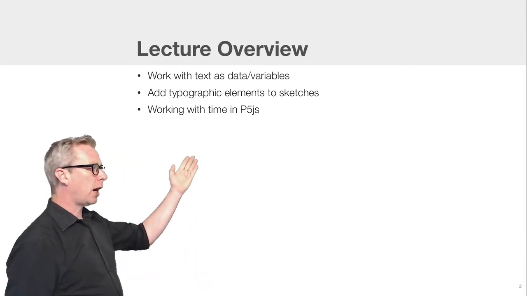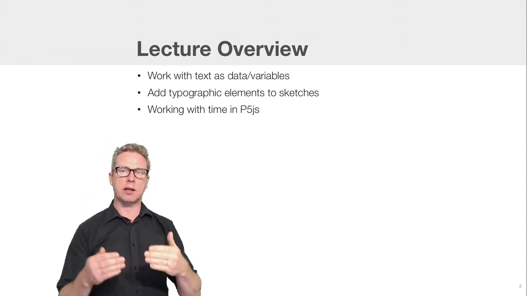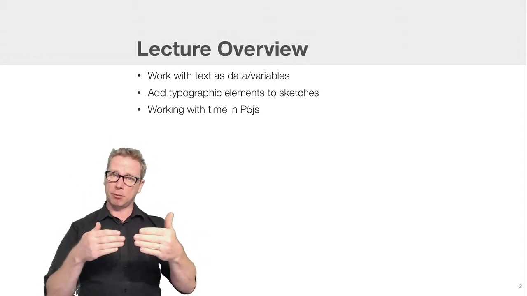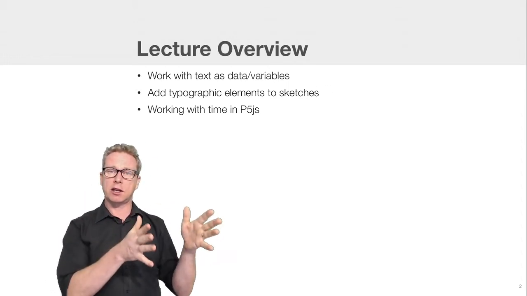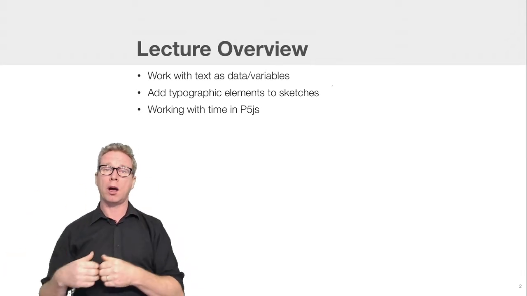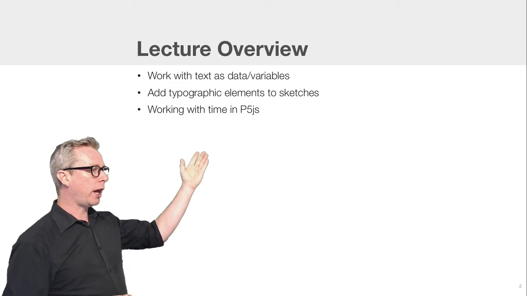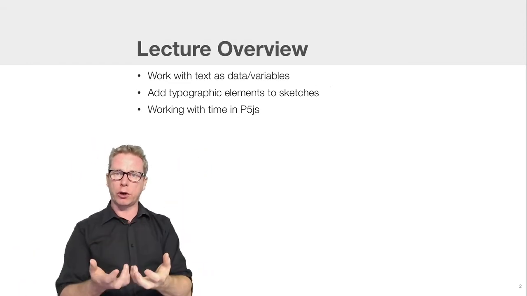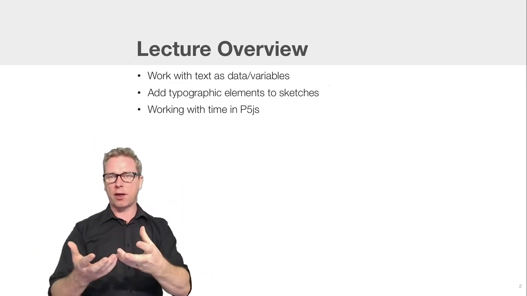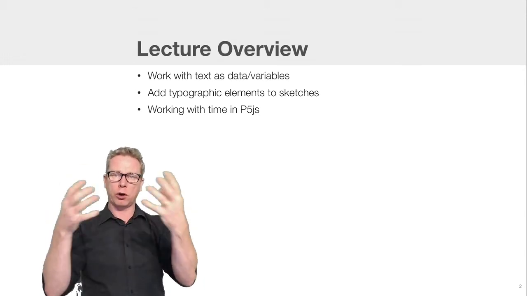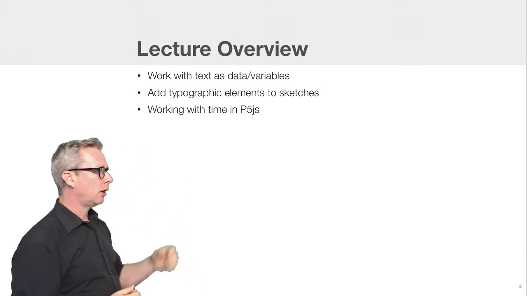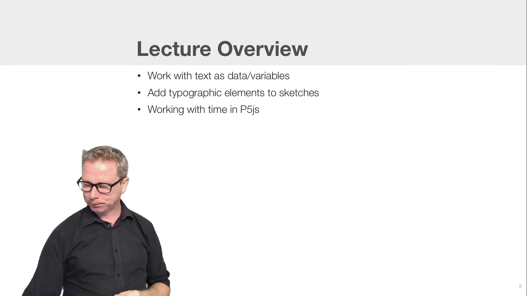Then in the last part, I'm going to talk about how we can start to react to time in our sketches. So having sketches that evolve over time or animate. And I'm going to do a worked example where we choose a word and a font to go with that word and then animate that word on our canvas. So that'll be the last part.